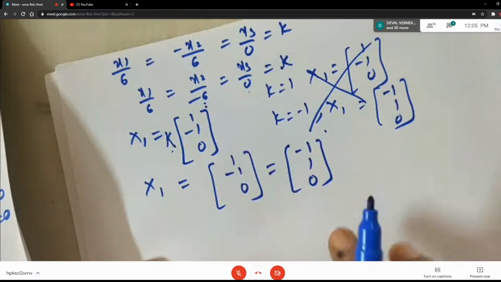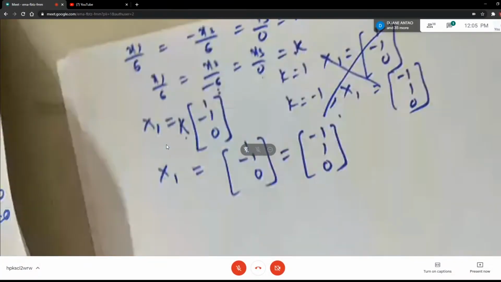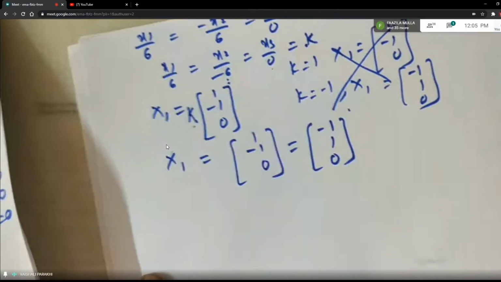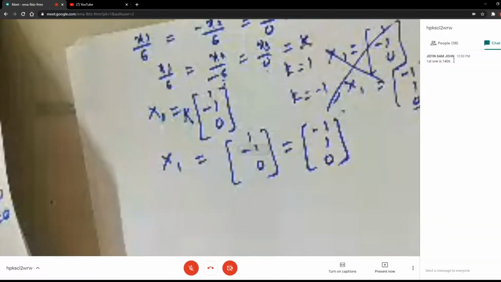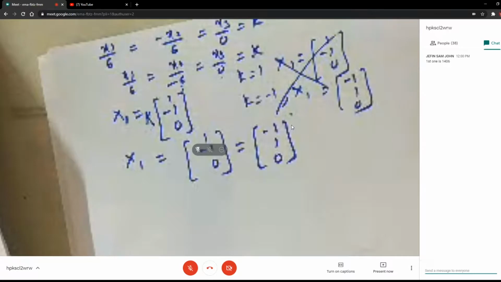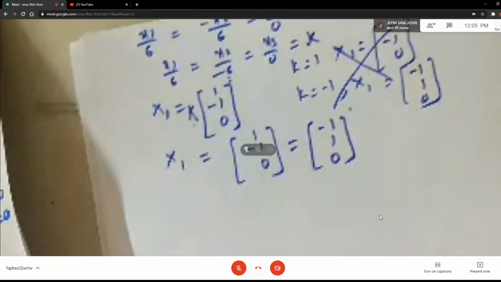Okay. So this is your first eigenvector. Any doubt, students, you can ask me. You can hear me, right? Yes, somebody has said something in the chat box. First one is done. Any doubt, students? Should we proceed for the second eigenvector?